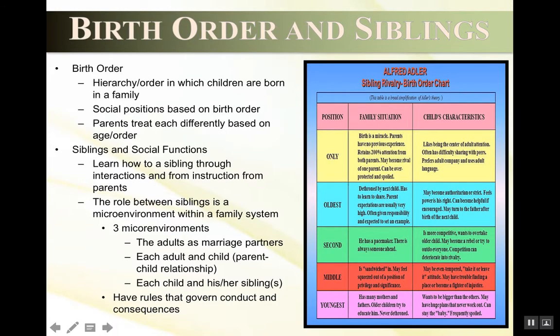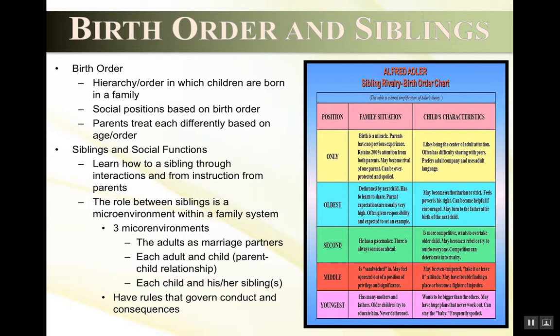Birth order and siblings also affect children in early childhood. Birth order is the hierarchy or order in which children are born, and their social positions based on birth order. Parents do typically treat children differently based on age. For instance, the oldest, at first, was the only child, but then was dethroned and had to learn about sharing.